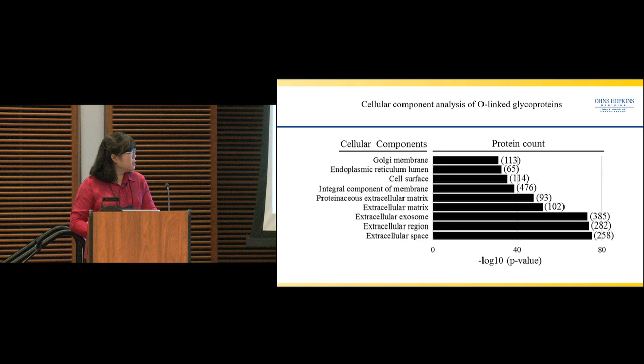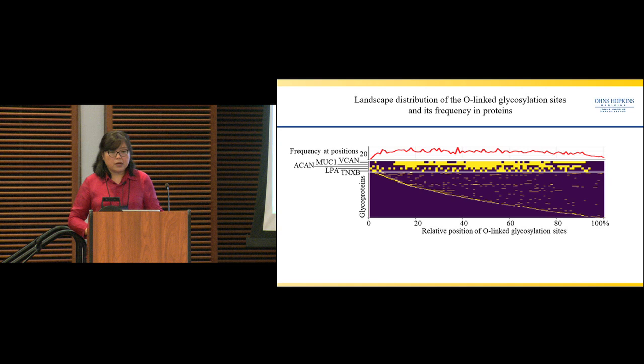So this is the O-linked glycoprotein we identified from the study, in terms of their cellular component location. Most of the proteins, you can see, are under extracellular space or extracellular region, etc. As anyone working on O-linked proteins knows, they are hard to analyze, since O-linked glycosylation normally occurs very closely together.